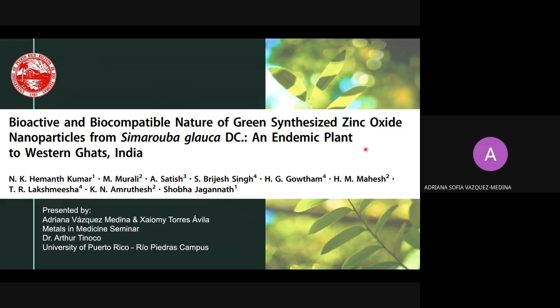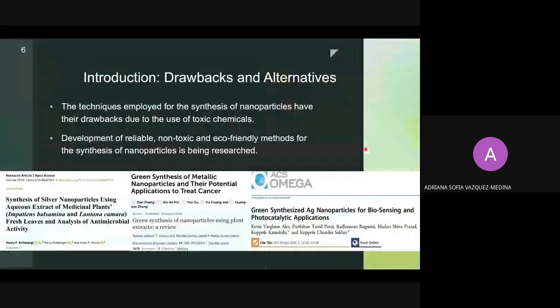Well, the first article we are going to discuss, my classmate Xiaomi and I, is titled Bioactive and Biocompatible Nature of Green Synthesized Zinc Oxide Nanoparticles from Simarouba glauca DC, an endemic plant to Western Ghats, India. As we already proposed in the previous introduction, nanoparticles are a feasible alternative to drug delivery systems.